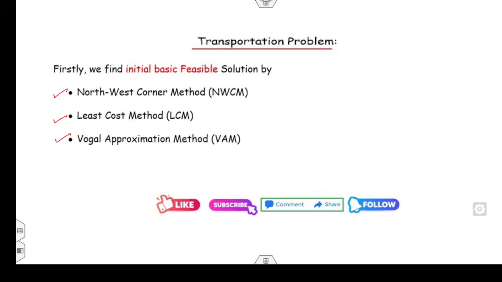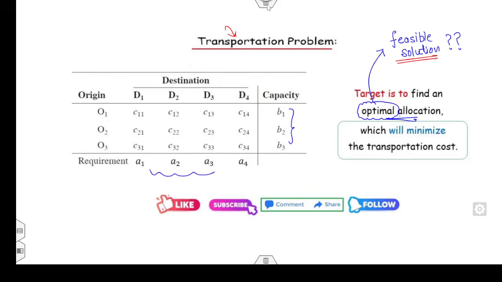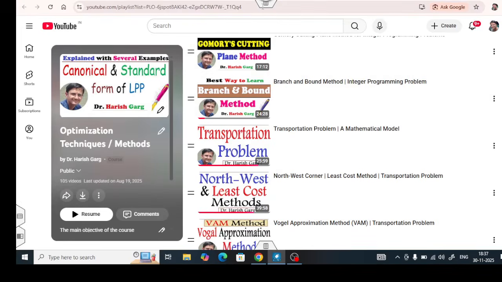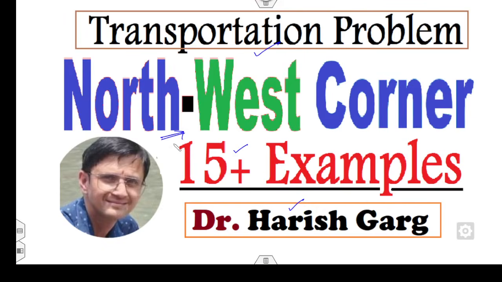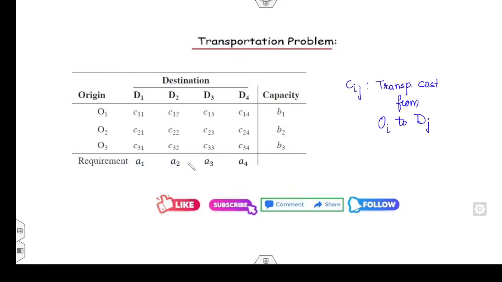For more details about the mathematical formulation of the transportation problem, you can watch my playlist, Optimization Technique, and you can see the transportation problem and mathematical model lecture available in this playlist. Although the northwest corner and the least cost method are also available, based on the students' request, I will cover the 15 plus numerical examples separately for the northwest corner method in this lecture.